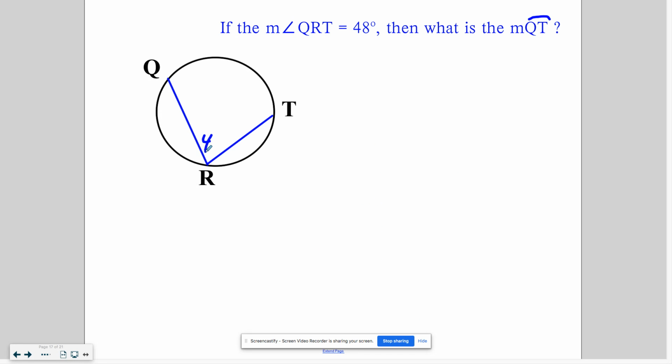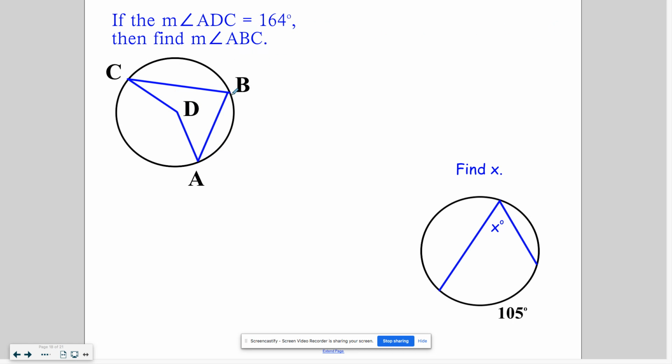QRT is 48. QT, oh, that's easy. That's just double, 96. It's really tempting to say they're the same. Remember, it's the central angle that is the same as the arc. The inscribed angle is always half of that. Keep that in mind.